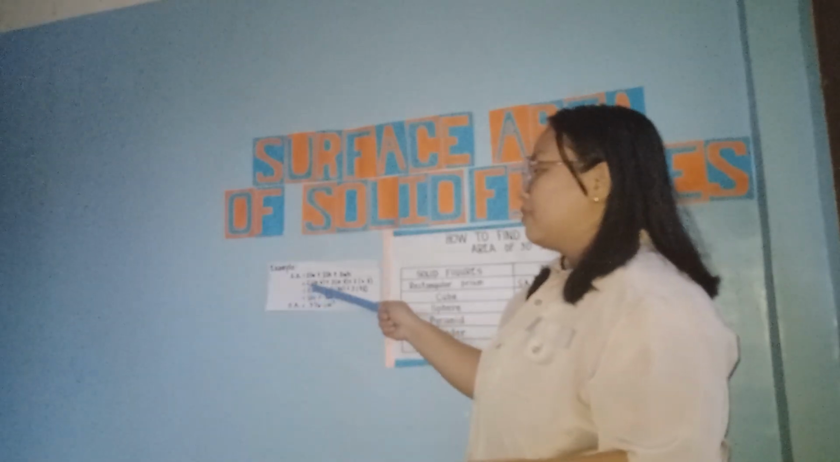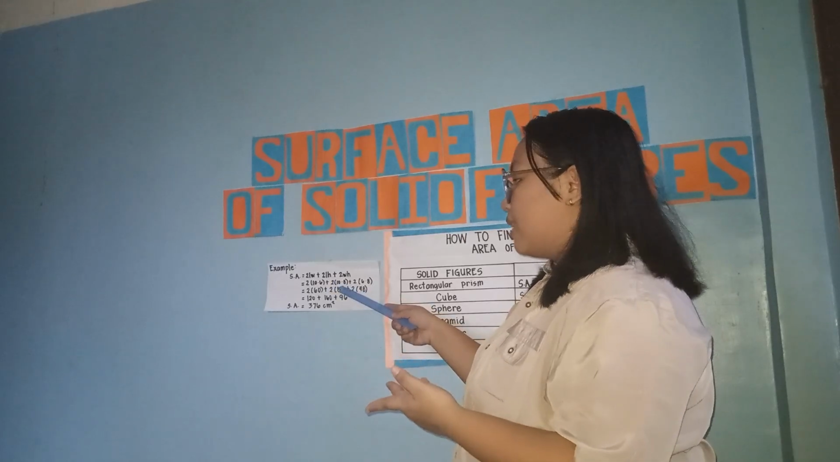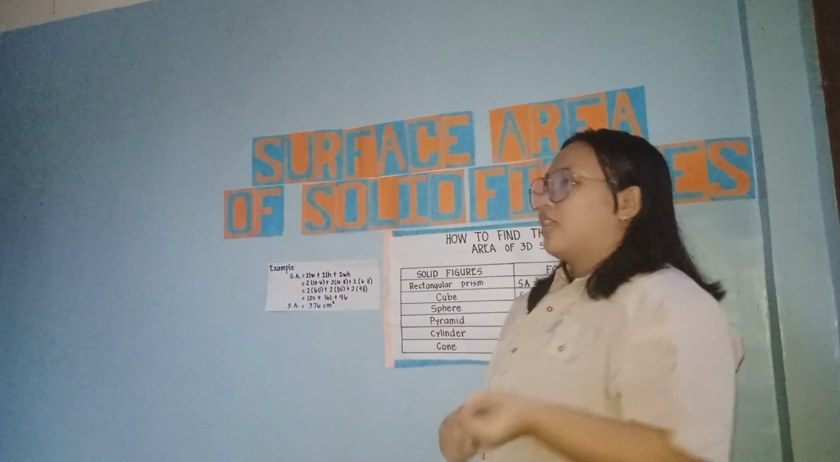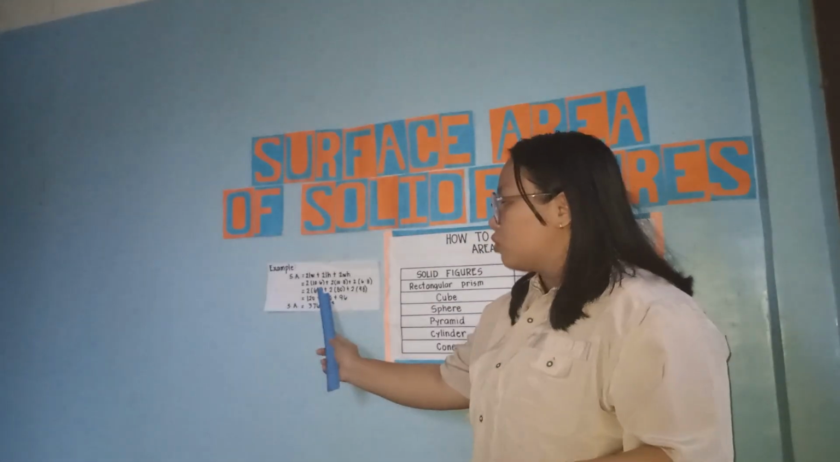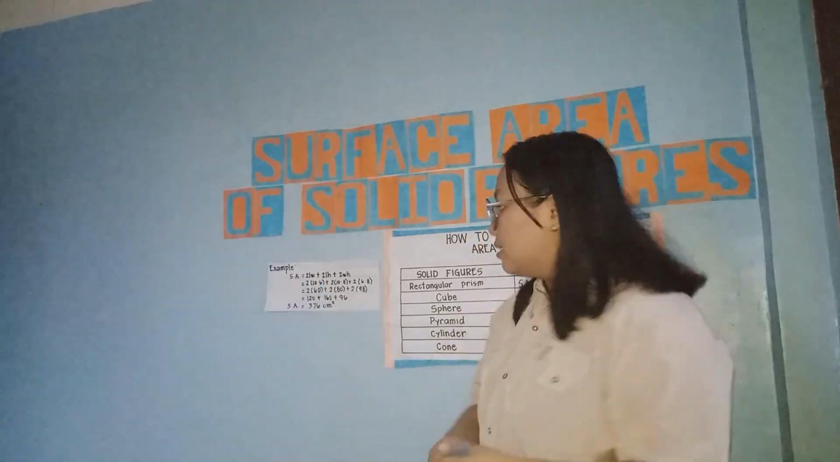Now, since we know, let us begin with writing down the given. So 2 times 10, which is our length, times 6 plus 2 times 10 times 8 plus 2 times 6 times 8. Now, are you with me still? Very good. Now, let us first solve the numbers inside the parentheses.